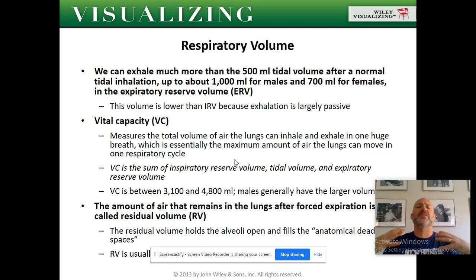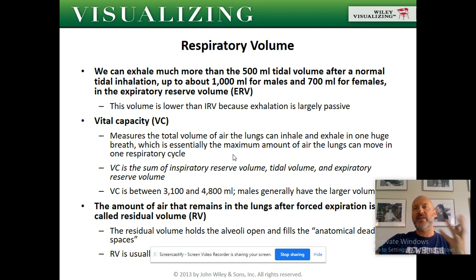So the vital capacity is the sum of the reserve volume, the tidal volume, and the expiratory reserve volume. So what that means is you take a deep breath in, you exhale, deep breath in, exhale, and then on the third one, you would use a spirometer, and you would send air through that spirometer for as long as you possibly can until no more air is coming out, and that is your vital capacity.